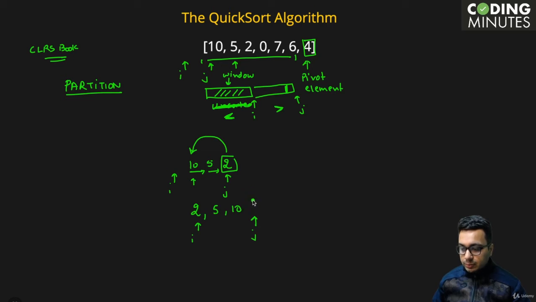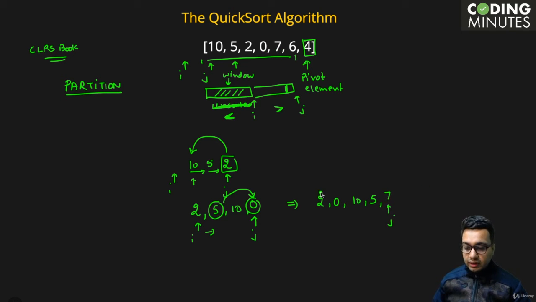At this particular index now you have a 0, which is again smaller than 4. So you again do the same step. You say, I will do i plus plus, and then I will swap these two elements. So i comes here and you do the swapping operation. It will become something like this: 2 followed by 0 followed by 10 followed by 5. So basically we are swapping these two elements. Now j is at this particular index, and here you have this element 7, which is greater.